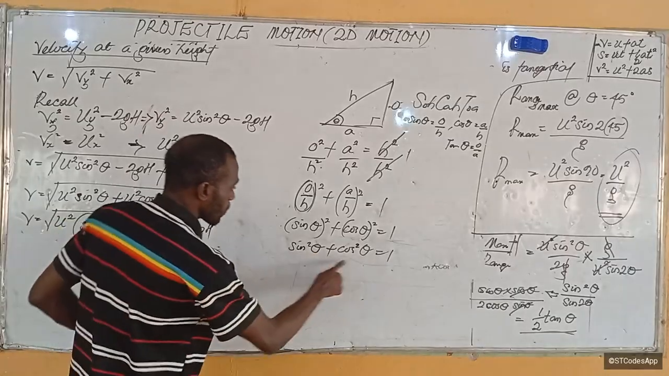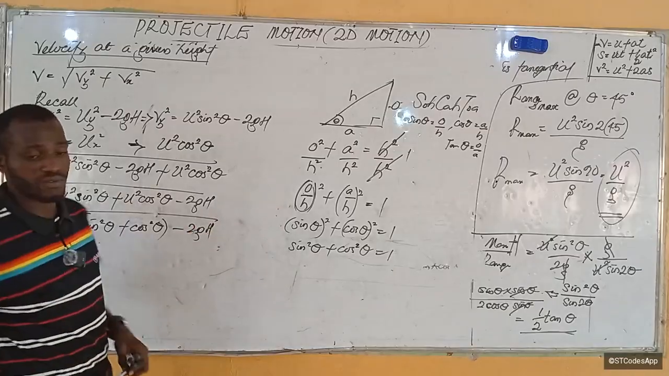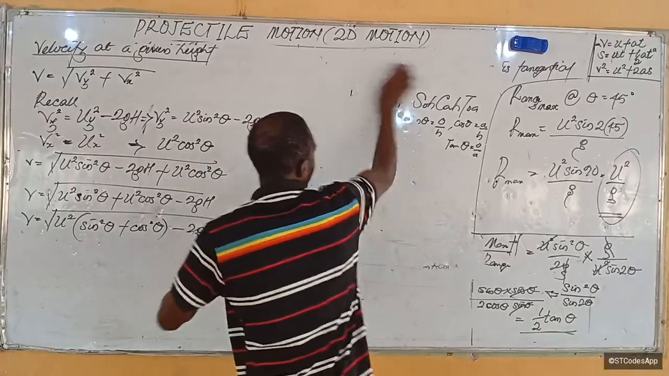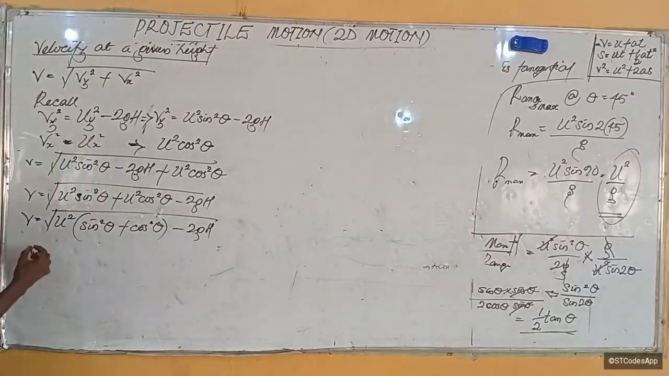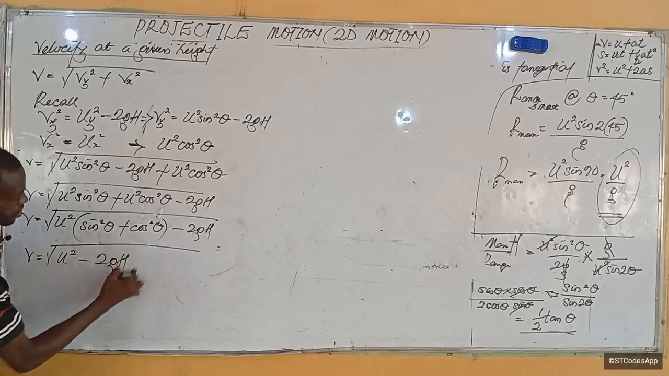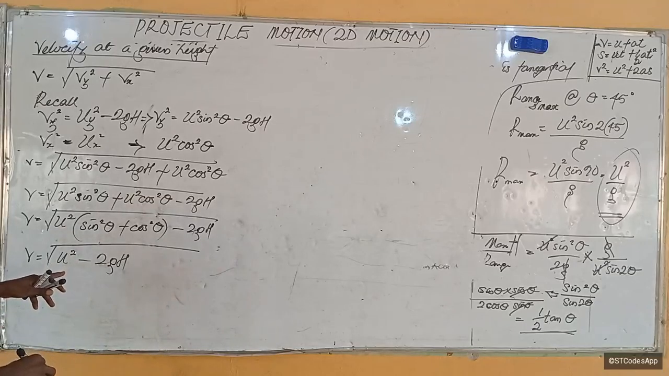Now, sine squared theta plus cos squared theta is what? Is 1. So look at here. Sine squared theta plus cos squared theta is what? Is 1. And this proof holds true. Now, if that be the case, then our equation transforms to v equal to the square root of u squared times 1 minus 2gh. Is this clear now? U squared minus 2GH. I think we're even done.